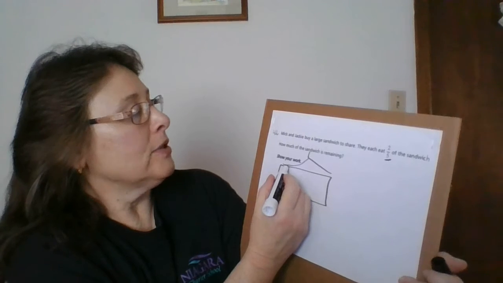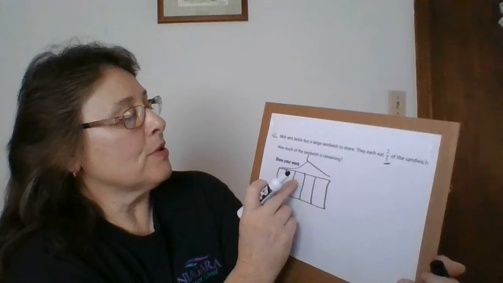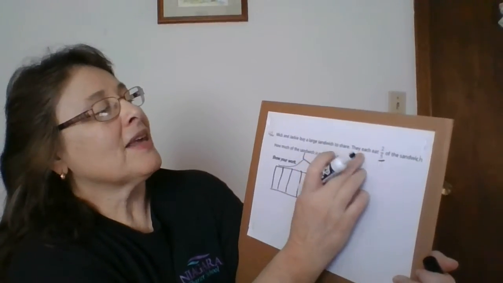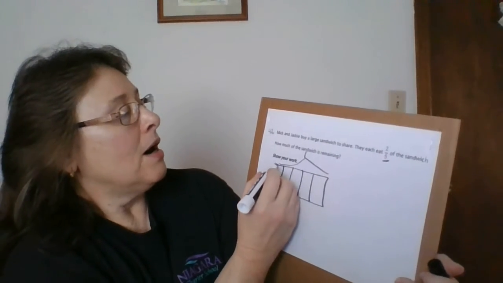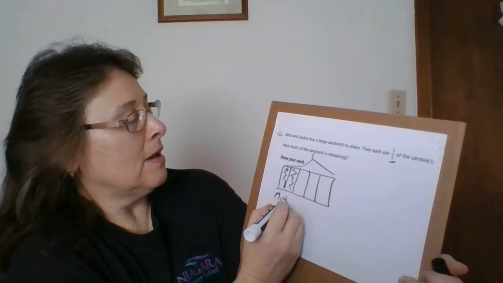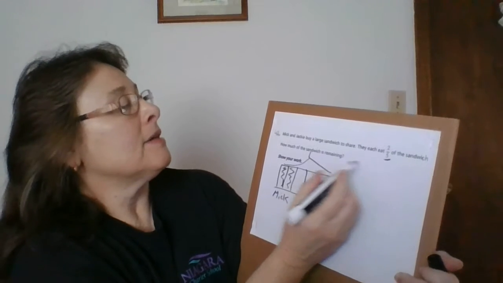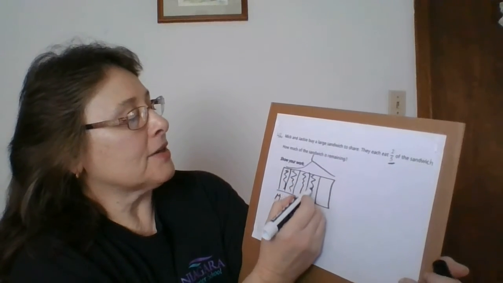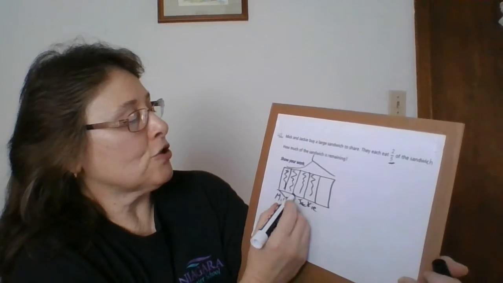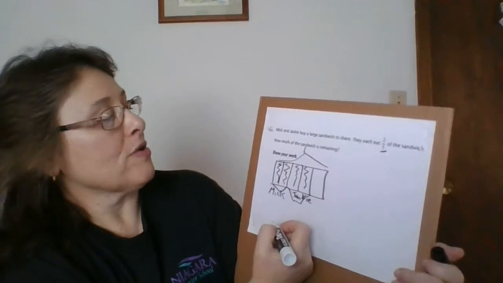So we're going to draw 4 lines. 1, 2, 3, 4. 1, 2, 3, 4, 5. There's my sandwich. It was cut up into 5 parts. Now it says they each eat 2/5. So here is Mick's. Mick ate those first 2/5, and Jackie eats 2 more fifths. So this is Mick. This is Jackie. They want to know how much of the sandwich is remaining.